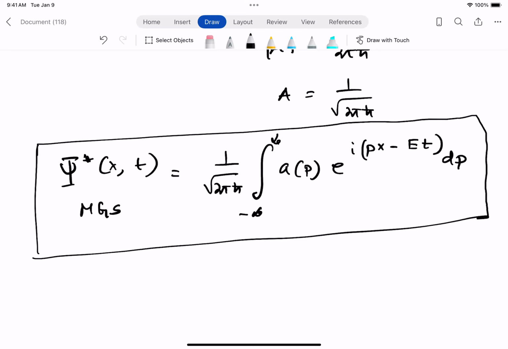In the next class, we will see how the initial value, the value of psi of x at t equals 0, is what determines a of p. Oh, why did I put the psi star here? We'll see that in the next class.